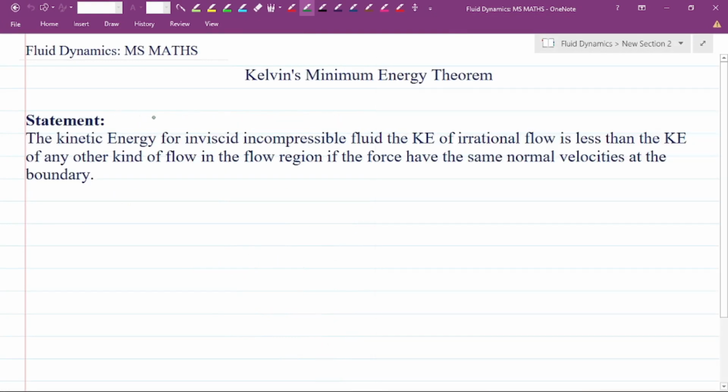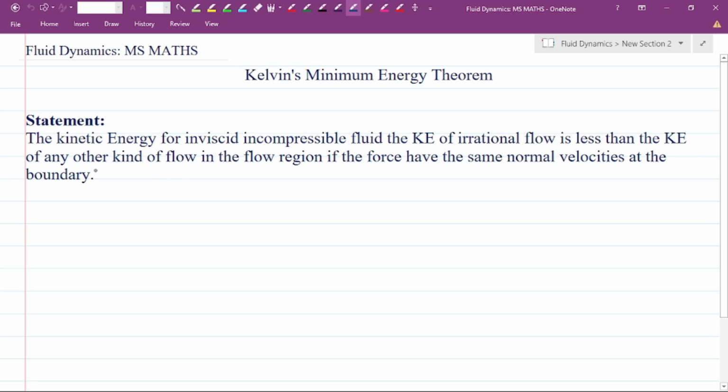So Kelvin's minima theorem says that the kinetic energy of an inviscid incompressible fluid in irrotational flow is less than the kinetic energy of any other kind of flow in the flow region, if the flows have the same normal velocity at the boundary. This is quite easy to prove, after getting the statement. So what is the statement? That the kinetic energy of an inviscid incompressible fluid in irrotational flow is less than the kinetic energy of any other kind of flow.